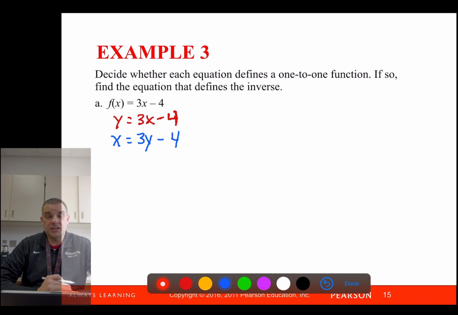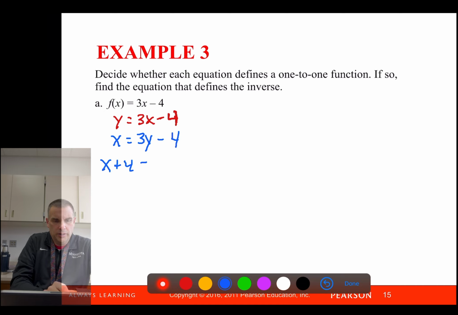The next step is to solve for y. So we're going to take this equation, x equals negative 3y minus 4, and we're going to solve it for y. So I'm going to add 4 to both sides because I've got to isolate that y. So we've got x plus 4 equals negative 3y. Now we have to divide by negative 3.